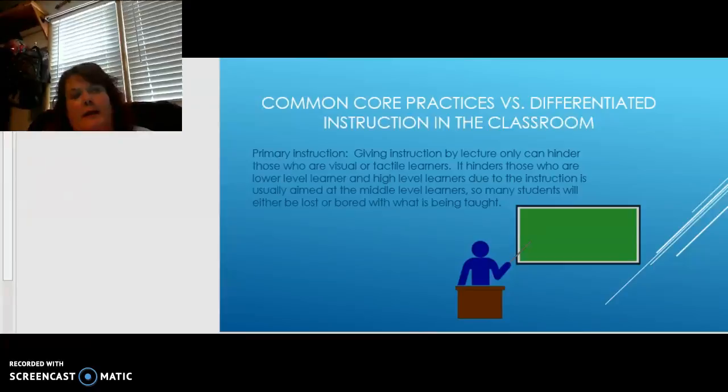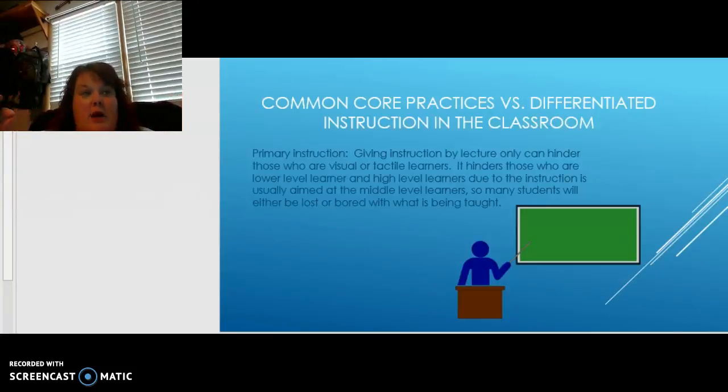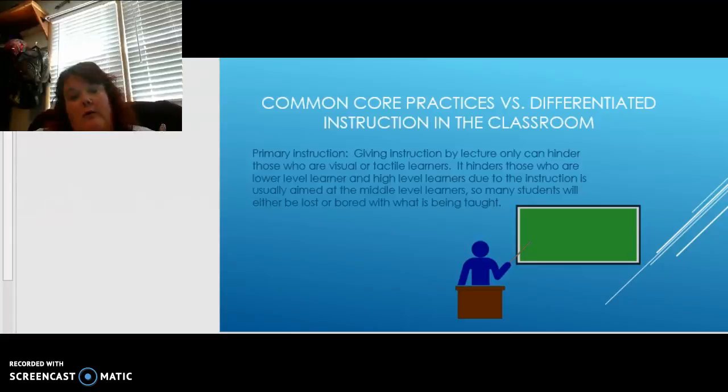Common core practices and differentiated instruction in the classroom vary. Primary instruction is giving lectures, and that's it. It's considered teacher-centered instruction. It can hinder those who are visual learners or tactile learners, or it hinders those who are lower learners or higher learners, because the instruction basically aims at the middle. Well, if you're a low learner, then you're going to get lost. If you're a high learner, you're going to get bored easily, and they're just not going to care.